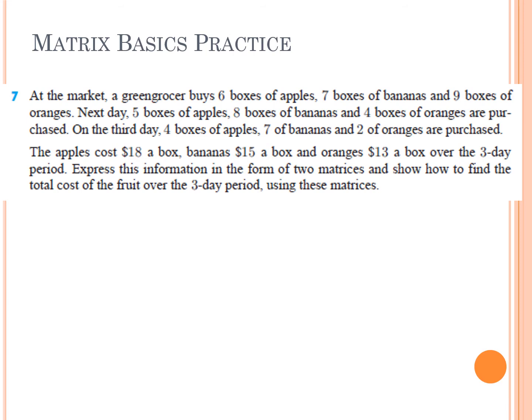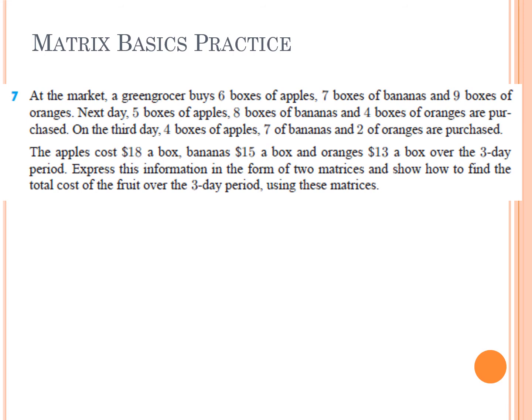This last one here, we're going to have two matrices. One of them is going to be about the fruit, the amounts of fruit, and the other one's going to be the cost. I'll go ahead and tell you the fruit is going to be a 3 by 3 matrix, and the cost is going to be a 3 by 1 matrix, and that way you can multiply them together.